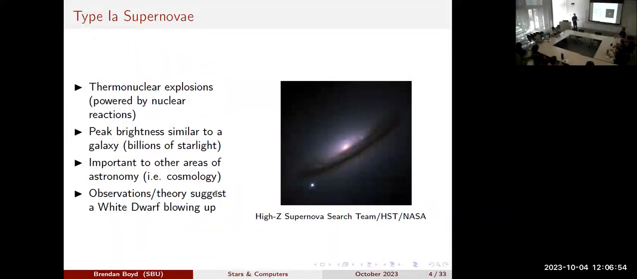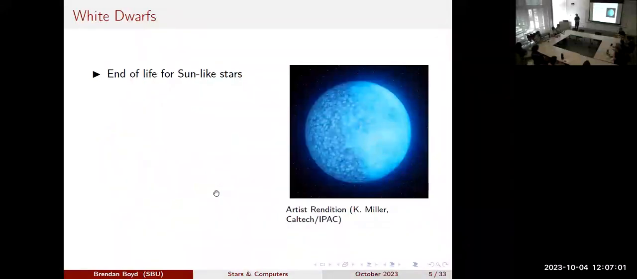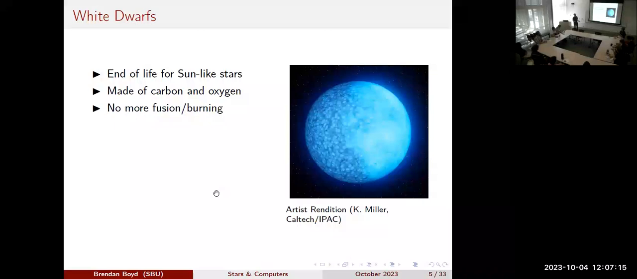Observations and theory suggest that this is a white dwarf that's blowing up. So let's look back at what goes into a white dwarf. I already said that this is the end of the life for a sun-like star. It's made up of carbon and oxygen. That's what you get after all the hydrogen and helium burning. Mostly just carbon and oxygen.